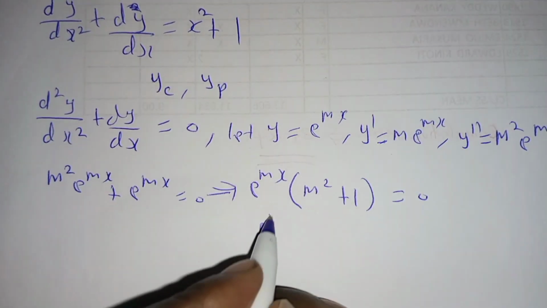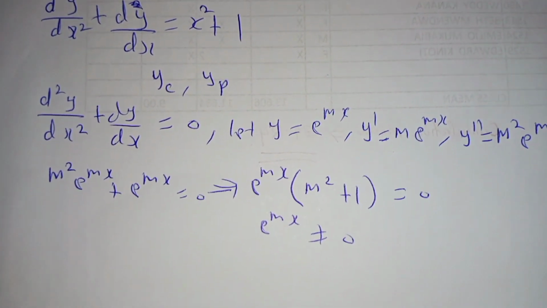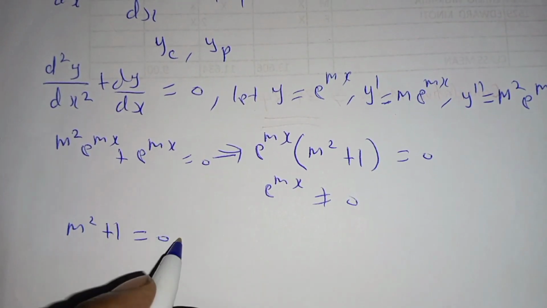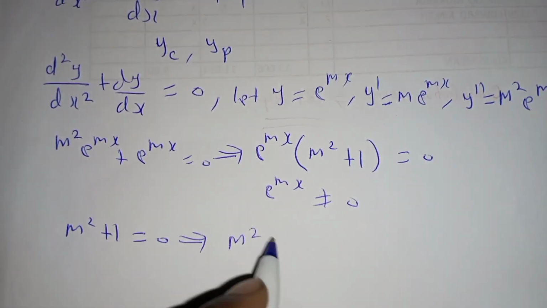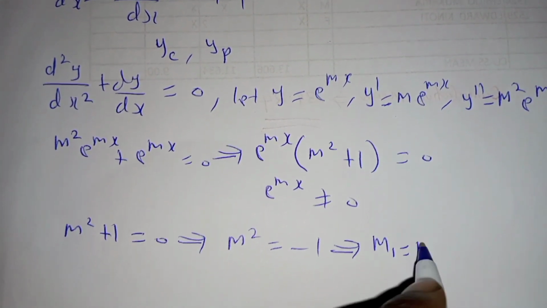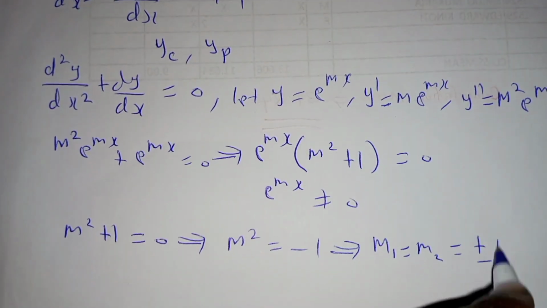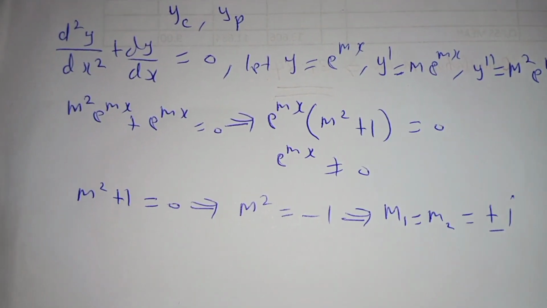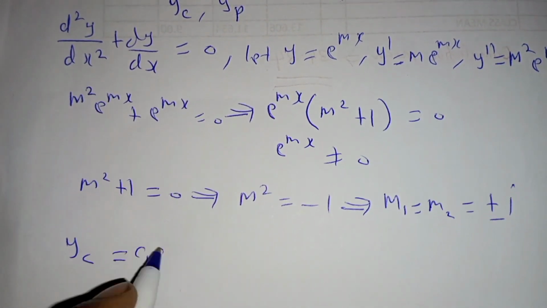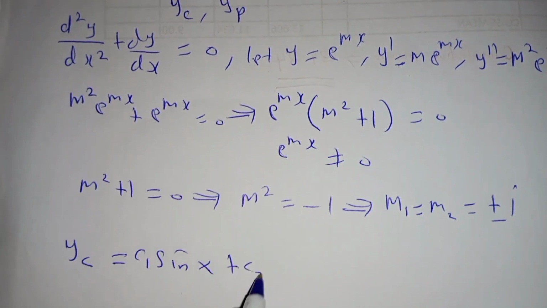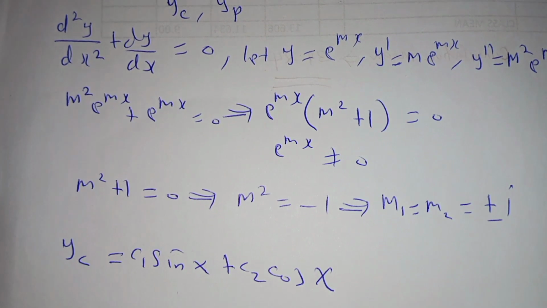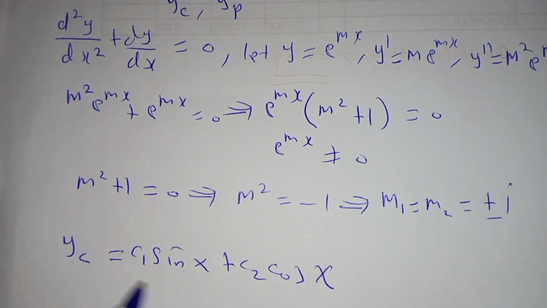And we note that e to the power mx cannot be equal to 0, which tells you that m squared plus 1 is the one which is equal to 0, implying that m squared is equal to -1, meaning that our m1 is equal to m2, which is equal to plus or minus i, taking square root on both sides. So that now here we have our y complementary as equal to c1 sine of x plus c2 cos of x. c1 and c2 are essential arbitrary constants.